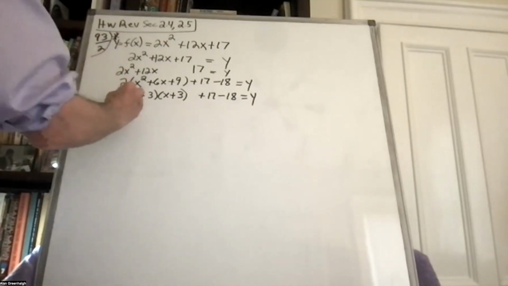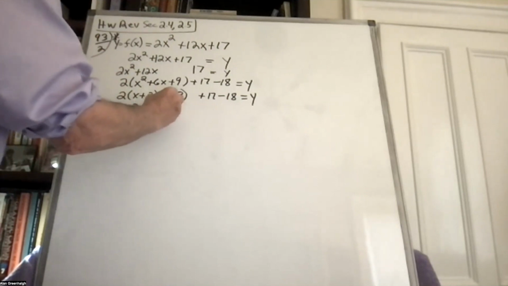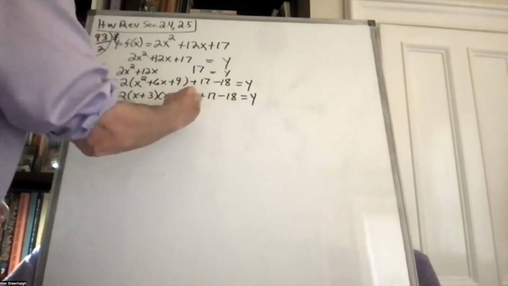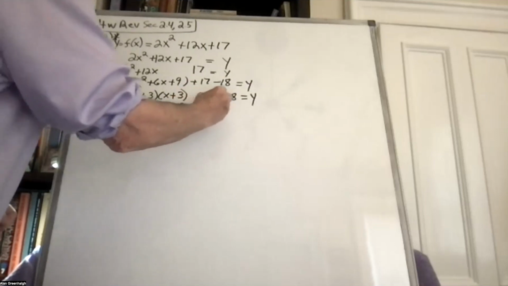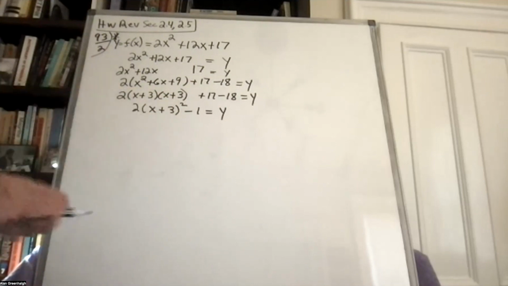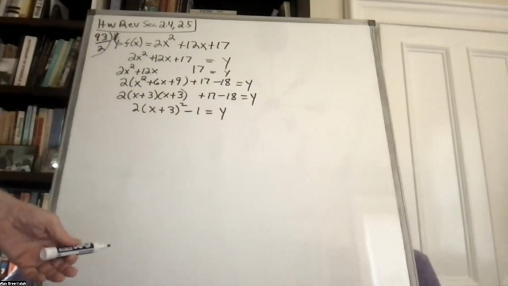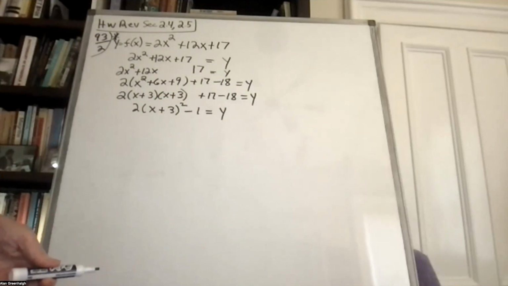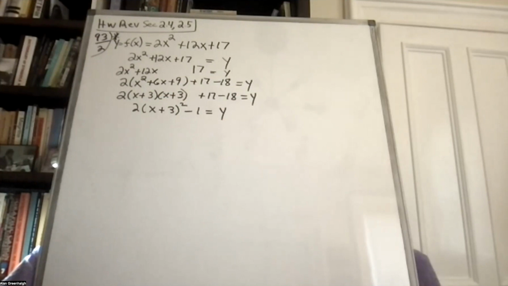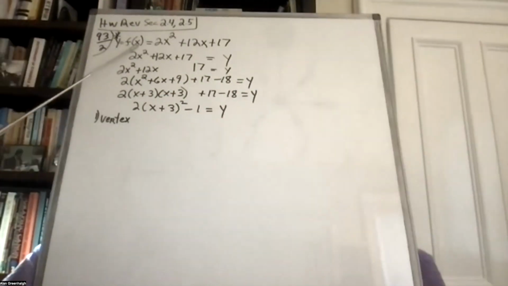So what we wind up with is 2 times x plus 3 squared minus 1 equals y. And this is the quadratic function that we're now going to do a number of things to, not least of which is to graph it. So the first thing we want to know is, what is the vertex? This is the original function.